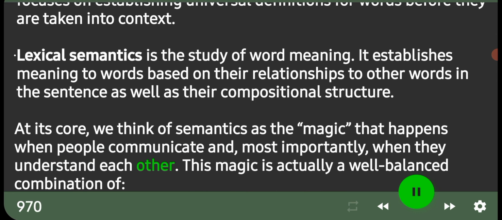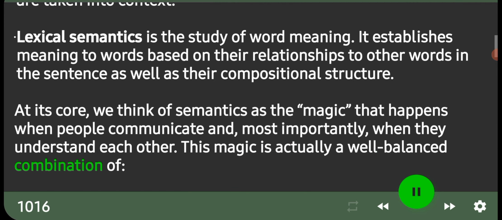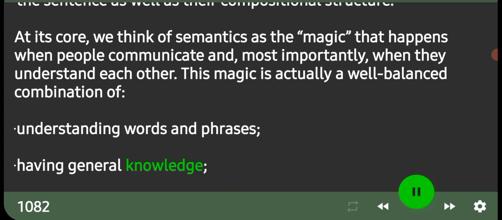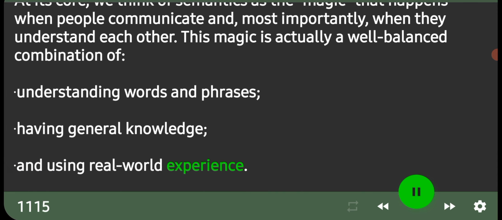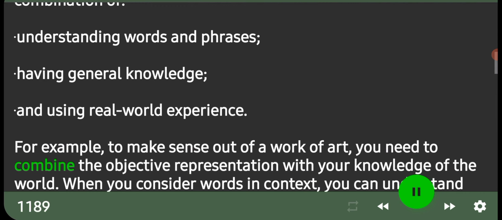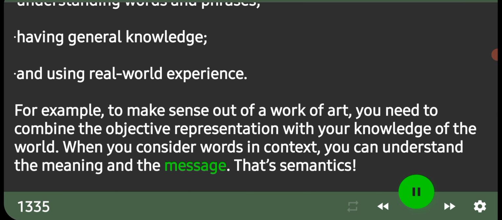At its core, we think of semantics as the magic that happens when people communicate and, most importantly, when they understand each other. This magic is actually a well-balanced combination of understanding words and phrases, having general knowledge, and using real-world experience. For example, to make sense out of a work of art, you need to combine the objective representation with your knowledge of the world. When you consider words in context, you can understand the meaning and the message.